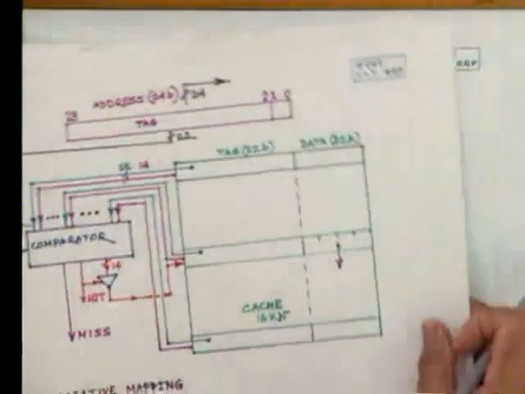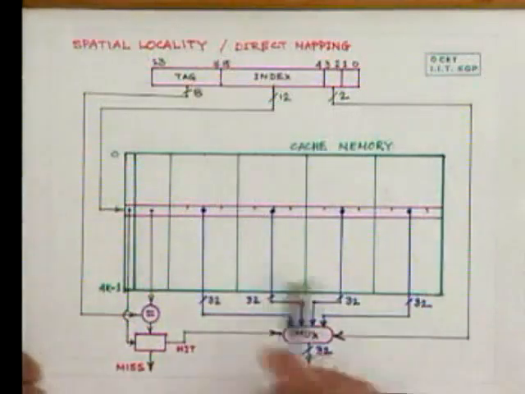Now, so far in what we have discussed, we have taken care only of temporal locality. That means that if a particular block is accessed in the main memory, the chances are pretty high that it will be accessed soon. We have not taken care of the spatial locality, meaning that if a block has been accessed, the blocks nearby can also be accessed in a pretty short time. To take care of the spatial locality, we can think of an arrangement here.